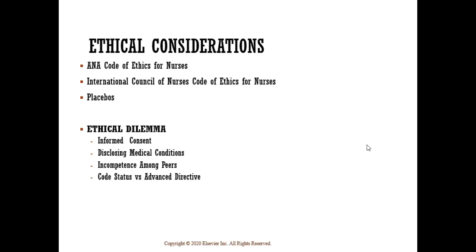And one more thing is the code status versus the advance directive. A lot of the time that can cause ethical dilemmas, because you can have family members who want everything done when you know as a provider and as a nurse that the patient is suffering. So where do you go from there?